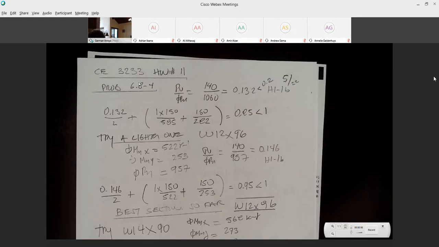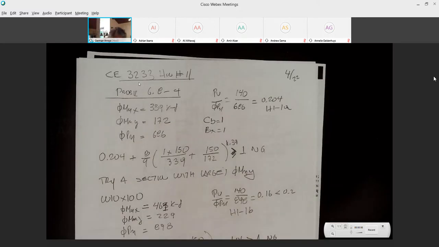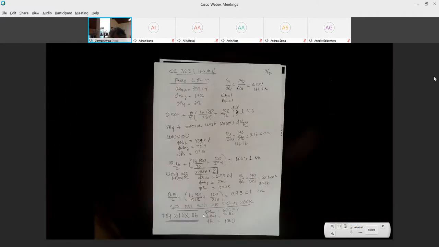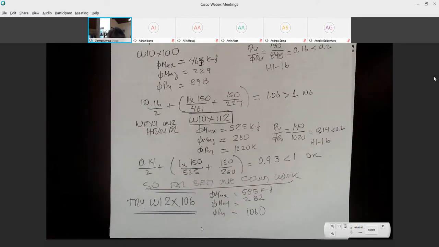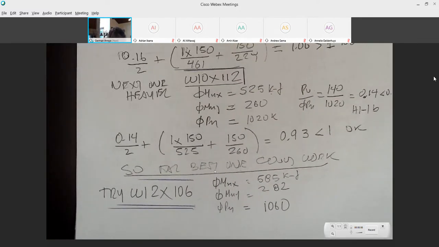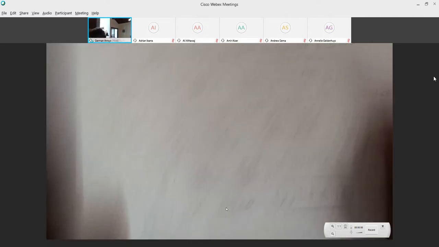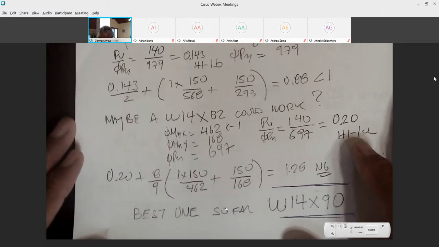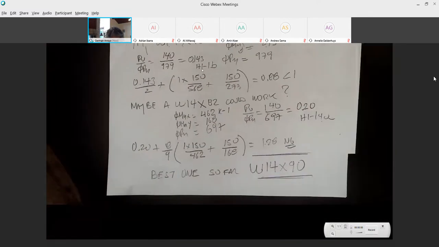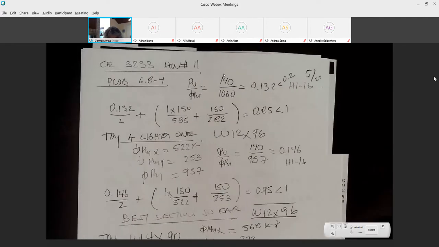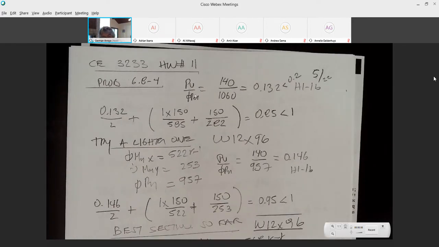For the W12 by 106, I forgot to mention on the previous page, from chapter 6, I found phi Mn x, phi Mn y, and phi Pn. And on the next page, on top of the page, this is the first thing that we had to do.